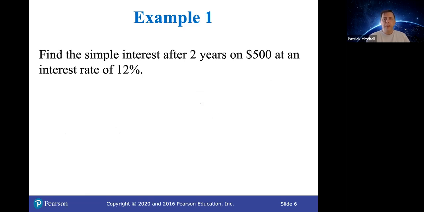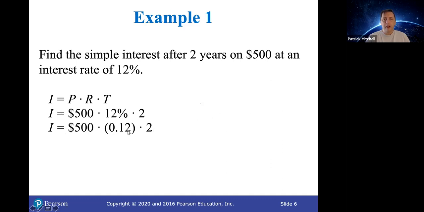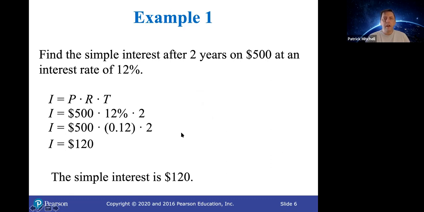12%. So using the formula I equals PRT, the principal is 500, the rate is 12%, and T is 2 years. So convert this 12% into a decimal, 12 hundredths, and then 500 times 12 hundredths times 2 comes out to be $120. So the simple interest is $120.